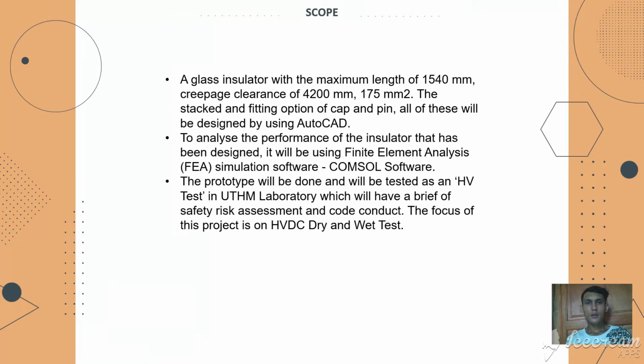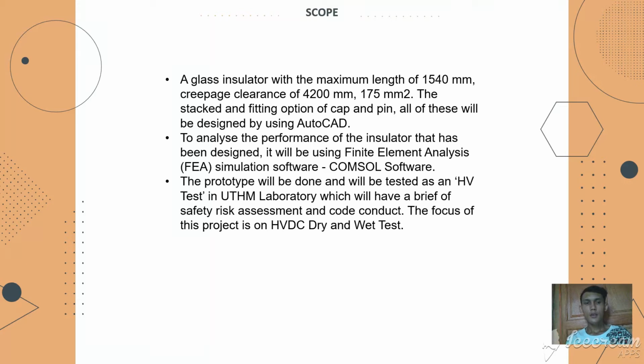Okay, next is the scope. The scope of the project has three parts. First is a glass insulator with the maximum length of 1540 mm. The creepage clearance must be 4200 mm and 175 mm squared. Okay, all of this will be designed using AutoCAD software.